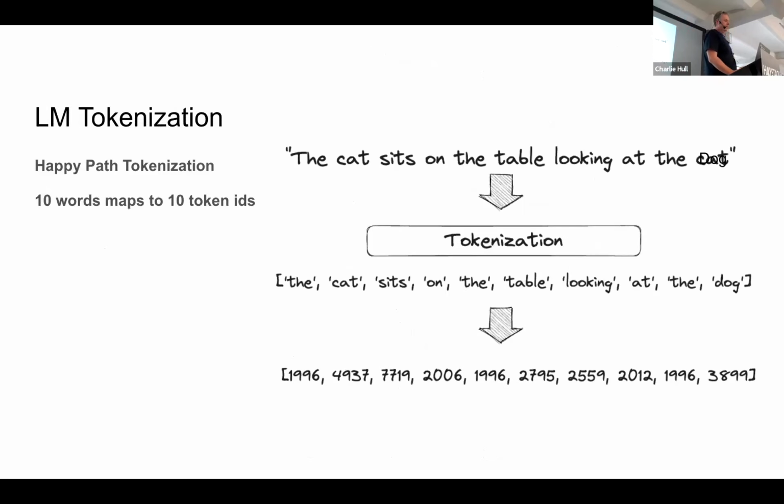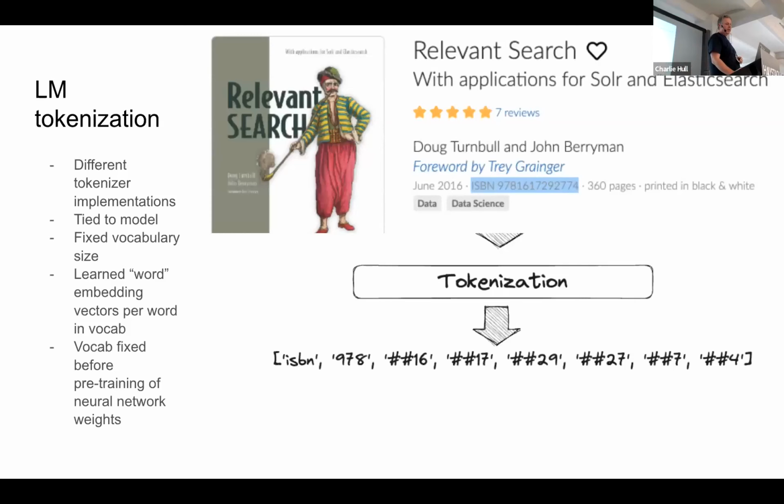But I'll first talk about language tokenization. Happy path tokenization: "The cat sits on the table looking at the cat, dog, or whatever." It runs through the tokenization, you get some tokens and some token IDs. Okay, this is great, but the vocabulary is fixed. Before you train this model, you have to figure out what the vocabulary is going to be. For English, BERT-based models typically have 30K unique tokens.